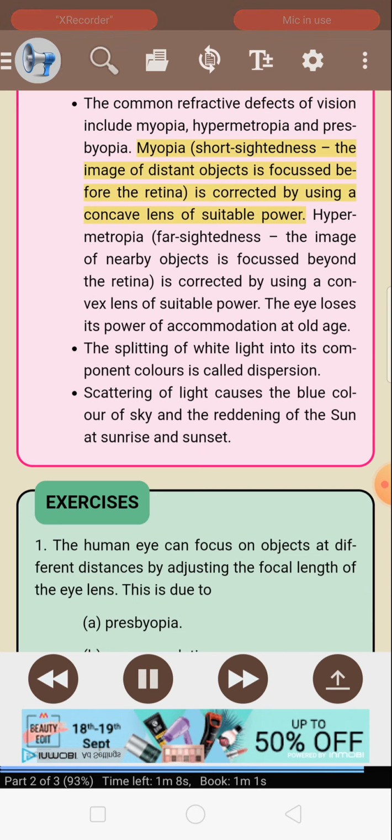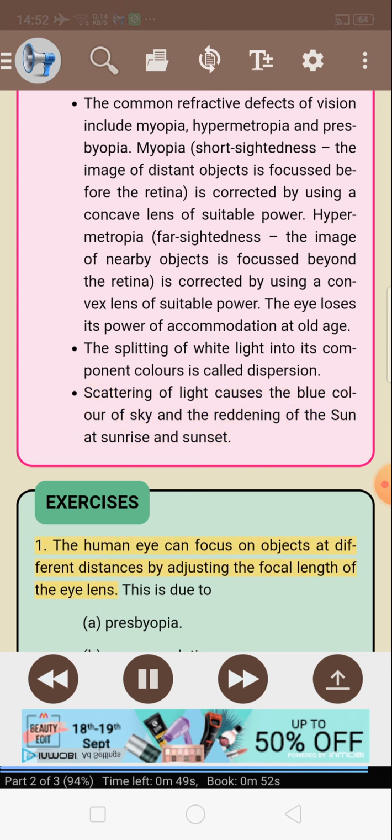Myopia (short-sightedness): the image of distant objects is focused before the retina; it is corrected by using a concave lens of suitable power. Hypermetropia (far-sightedness): the image of nearby objects is focused beyond the retina; it is corrected by using a convex lens of suitable power. The eye loses its power of accommodation at old age. The splitting of white light into its component colors is called dispersion. Scattering of light causes the blue color of the sky and the reddening of the sun at sunrise and sunset.